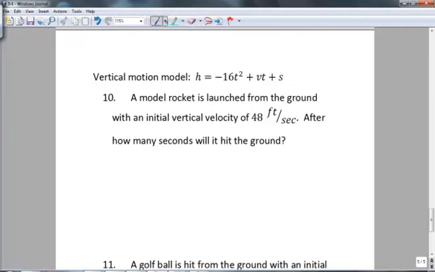We're talking about vertical motions. We're talking about something being thrown or launched or thrown off of a building or thrown up to the top of a building or something like that. So h is going to stand for the height at some particular time. The t is going to stand for time. The v is going to stand for the beginning, I'll put BEG for beginning velocity. The t still stands for time, and the s stands for the beginning height.